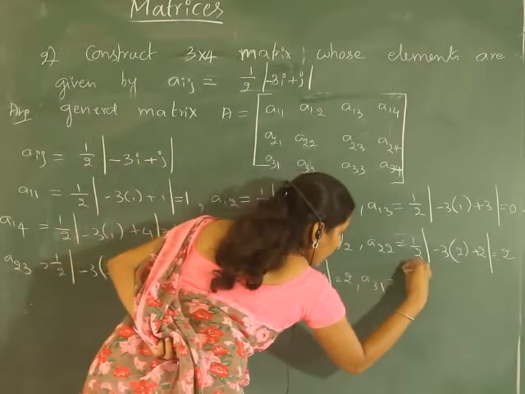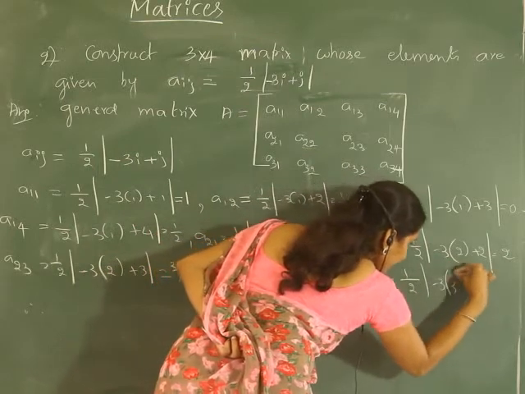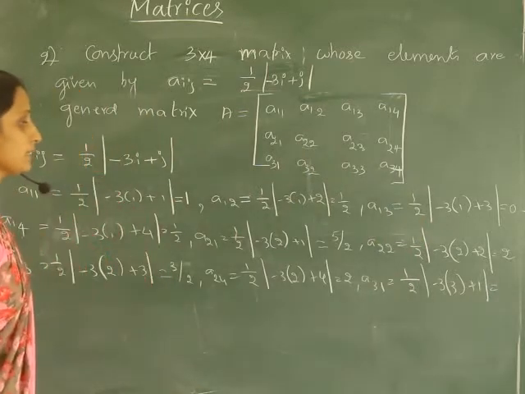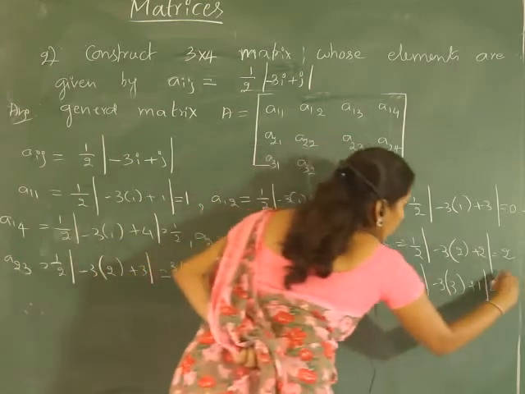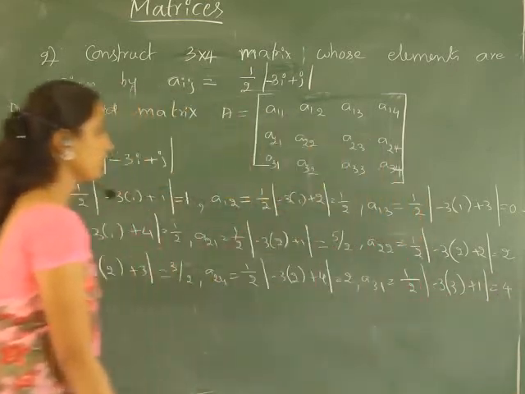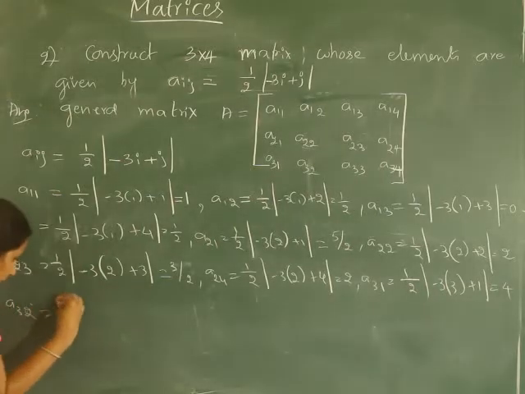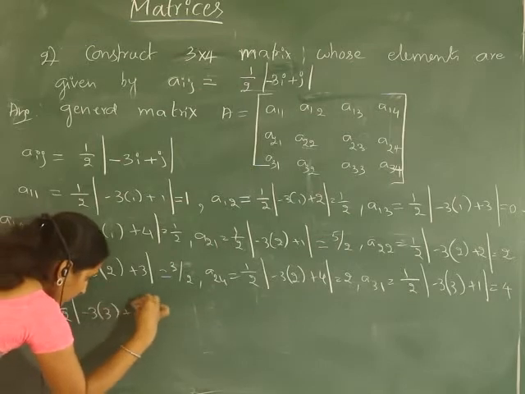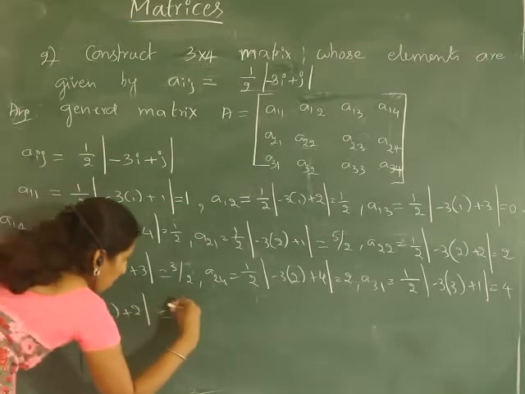A31 will be half into modulus of minus 3 into 3 plus 1. So minus 3 into 3 is minus 9. Minus 9 plus 1 is minus 8. So it is 4. Then A32 will be half into modulus of minus 3 into 3 plus 2. So minus 3 into 3 is minus 9, minus 9 plus 2 is minus 7, so it is 7 by 2.